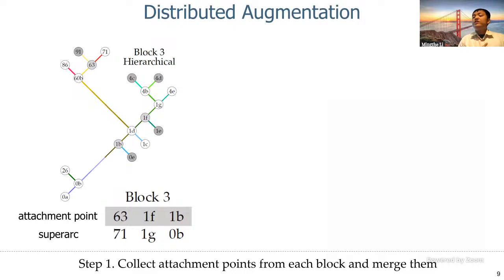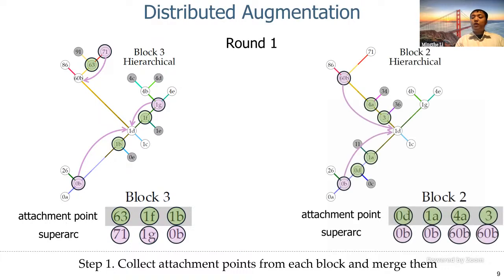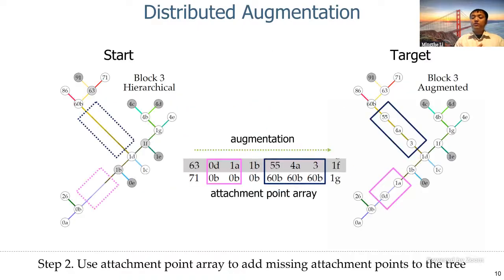In order to share the local attachment points, we put them in an array first. For example, in block 3, we put 63, 1F, and 1B into the array. We also record the shared superarc where these attachment points are located. We use pink nodes and arrows to indicate the involved superarcs. As we collect the attachment points from each block, we can apply the block reduction strategy. In each reduction round, we combine the attachment point arrays and sort the array by the superarc and the function value. By repeating such reduction, we can eventually get an array including the attachment points from all the blocks. Now we can use this array to augment the original contour tree in block 3.